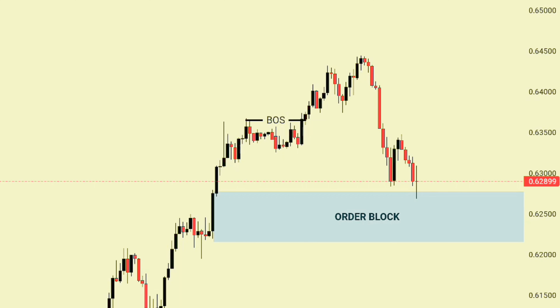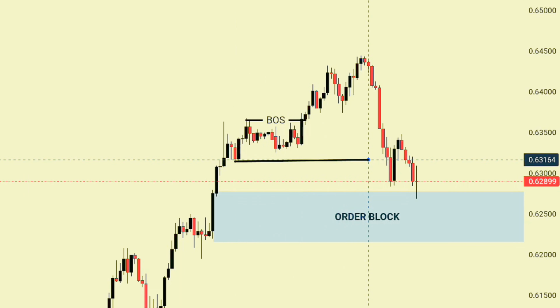This zone represents where institutions previously placed buy orders. Because institutions trade with large volume, price almost always reacts when it returns to this area. This is why order blocks work. They are not magic zones. They are institutional footprints. We mark this order block carefully because it becomes the foundation of the entire trade.